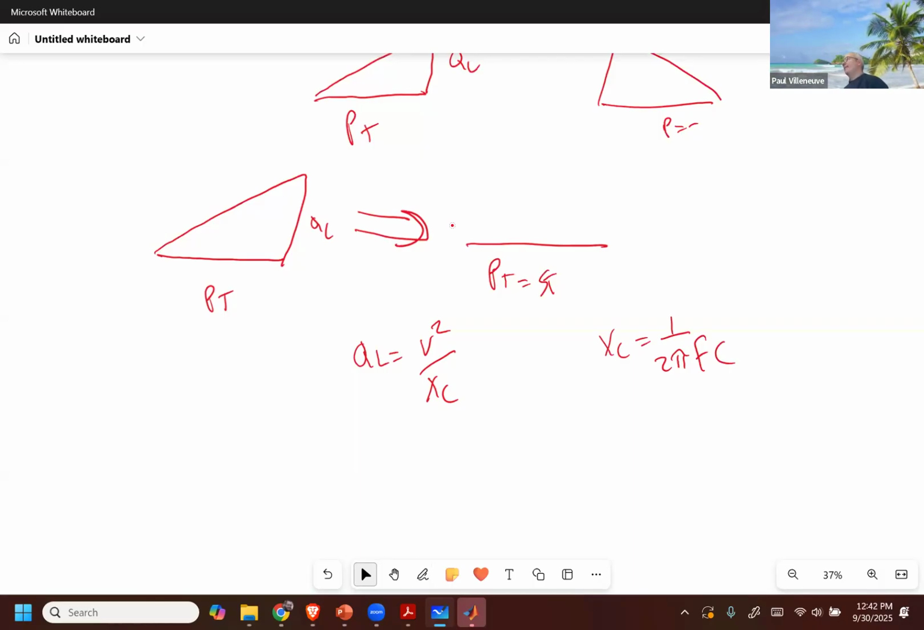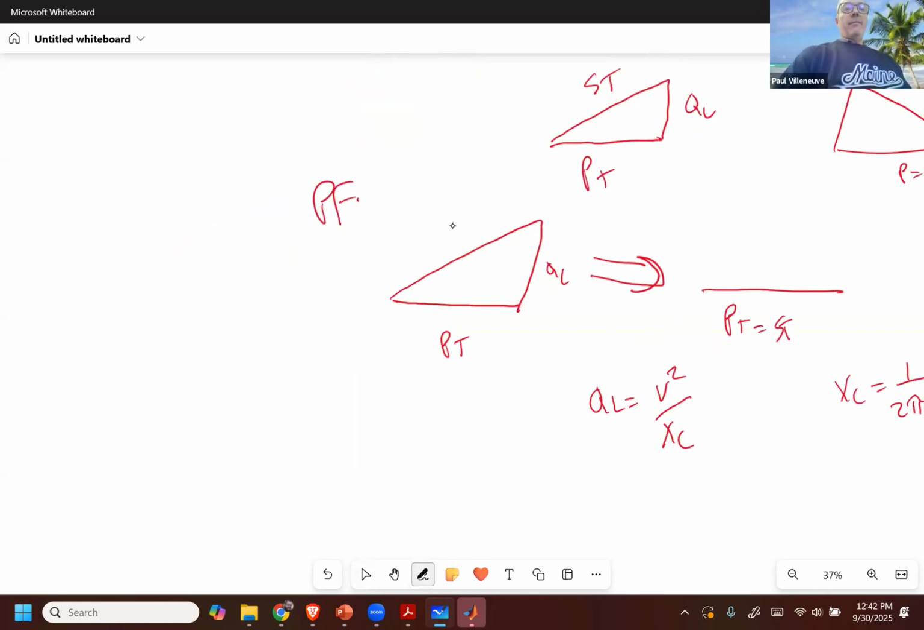Yes, sir. You didn't go over getting the power factor back in part A? Yeah, part A. P over S, right? Just the ratio, the real power to the total power.